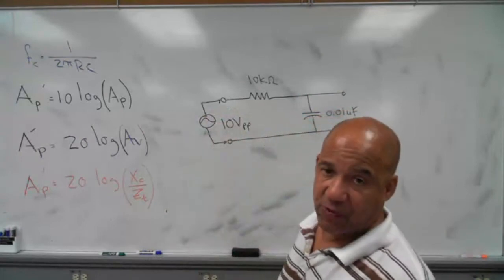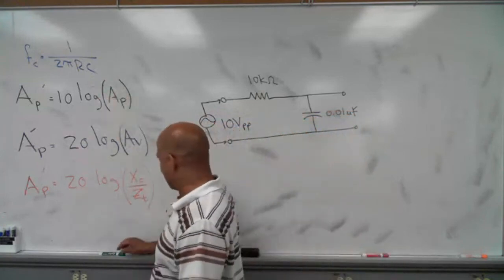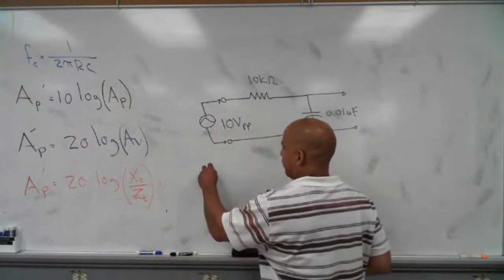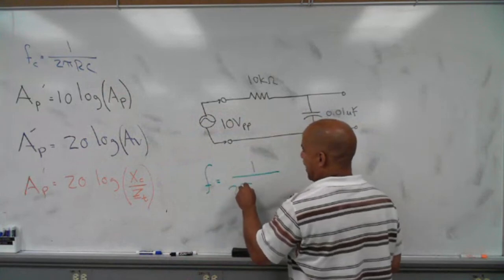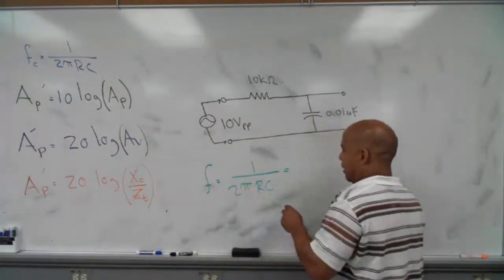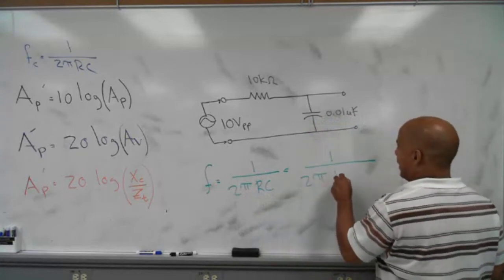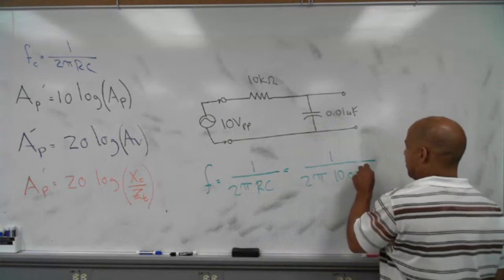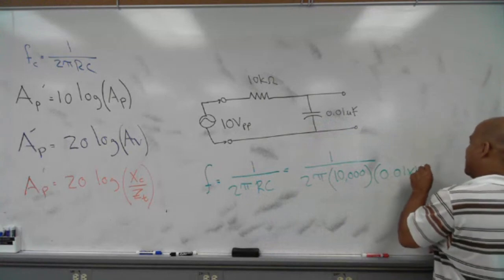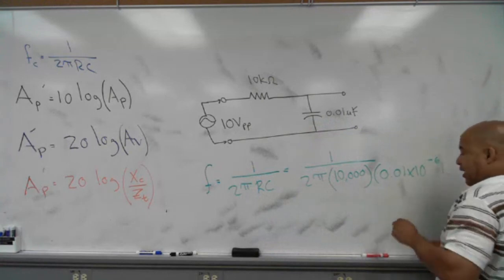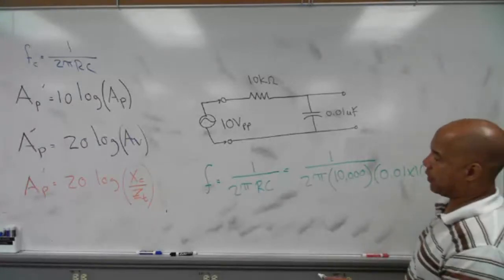The first thing they want us to do is find the critical frequency. That's so simple. It's just that formula. So everybody should have got that one. The critical frequency is 1 over 2 pi RC. It's going to be 1 over 2 pi, I got 10,000, I'll leave off the units, and I got 0.01 times 10 to the minus 6. Again, I'll leave off the units. So everybody should have got that one. What do you get for the critical frequency?